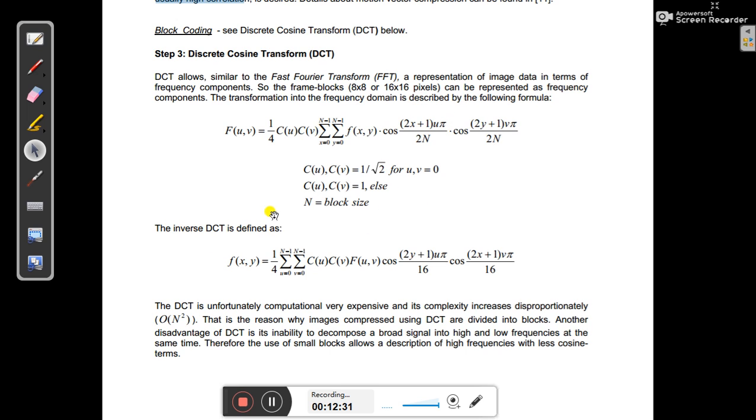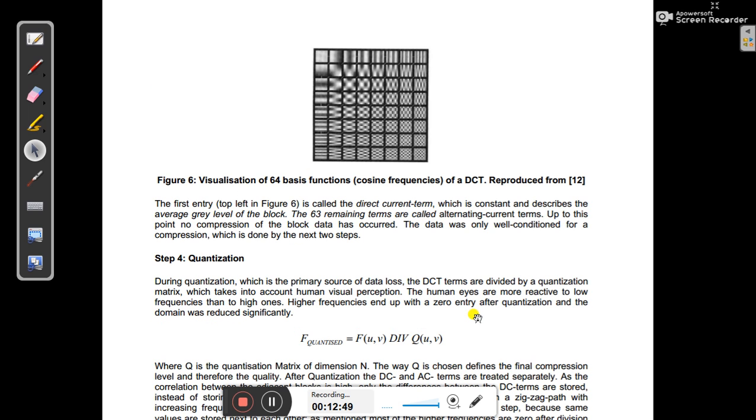And the inverse of DCT is this one. And again, DCT is unfortunately computationally very expensive, and its complexity increases disproportionately. That is O(n) squared. This is the reason why images compressed using DCT are divided into blocks. So here you can see a visualization of the 64 basis functions of a DCT, reproduced from reference 12. So in that way, it goes to the next step.